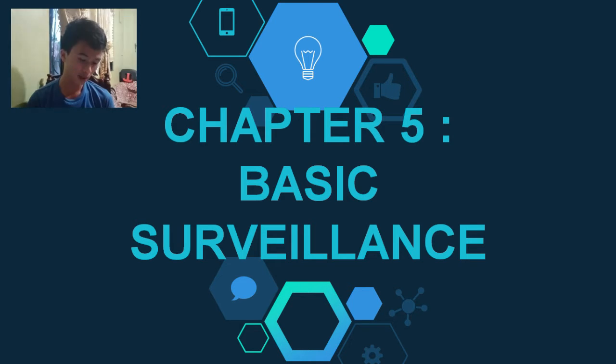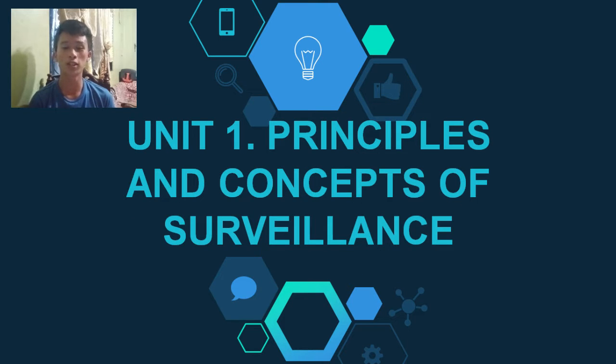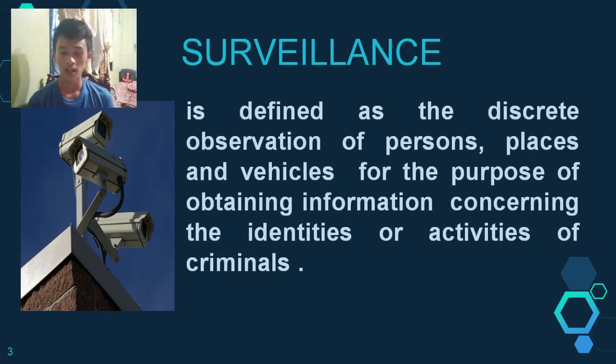In Basic Surveillance, we have two units. First, we will tackle Unit 1, which is Principles and Concept of Surveillance. Under Unit 1, first we need to define what surveillance is. Surveillance is defined as the discreet observation of persons, places, and vehicles for the purpose of obtaining information concerning the identities or activities of criminals.